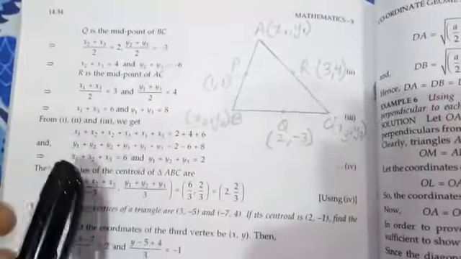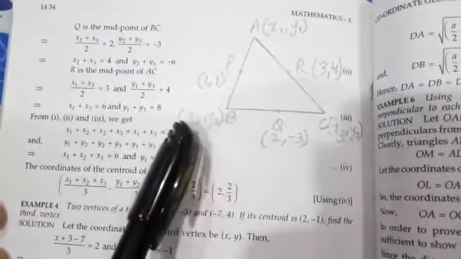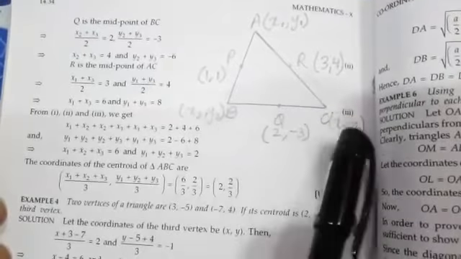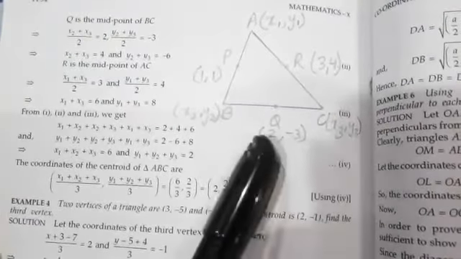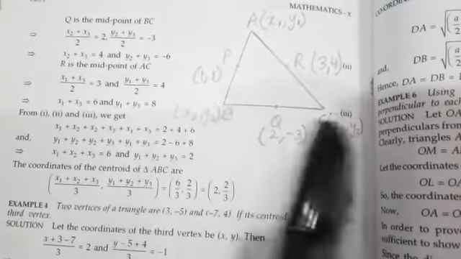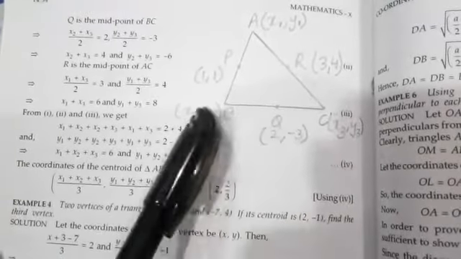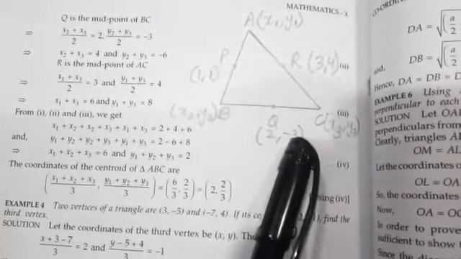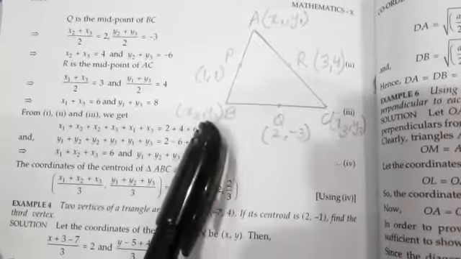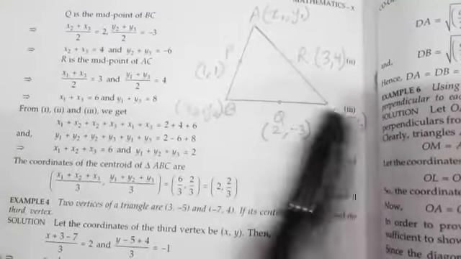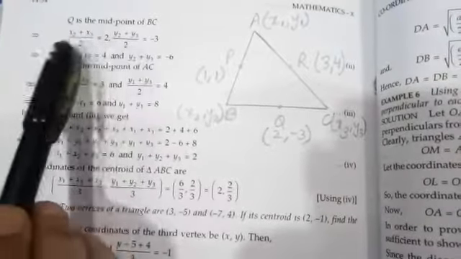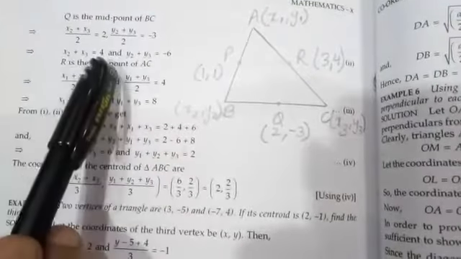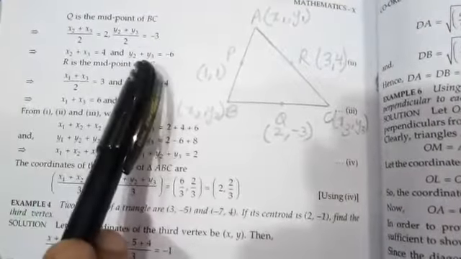Now again, Q is the midpoint of BC. Using the midpoint formula, the sum of the x-coordinates of B and C by 2 will give us the x-coordinate of Q. (x2 plus x3) by 2 is equal to 2. The sum of the y-coordinates of B and C by 2 will give us the y-coordinate of Q, which means (y2 plus y3) by 2 equals -3. On cross multiplying, we have x2 plus x3 equals 4 and y2 plus y3 equals -6.